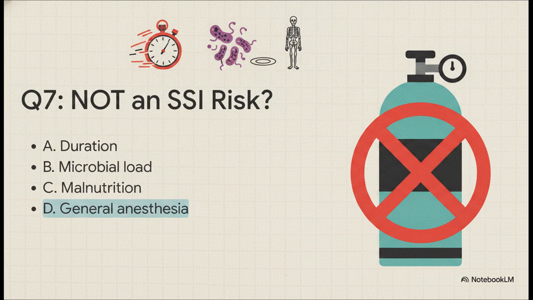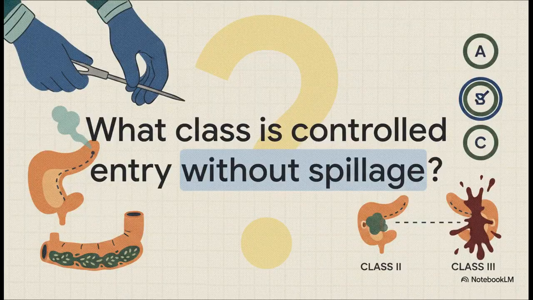Instead, SSI development is driven by the absolute degree of bacterial load, prolonged operative duration, local tissue factors like hypoxia or hypothermia, and of course, patient comorbidities like diabetes and severe malnutrition. The pearl to lock in: standard general anesthesia is not an independent risk factor for an SSI. Question 8.